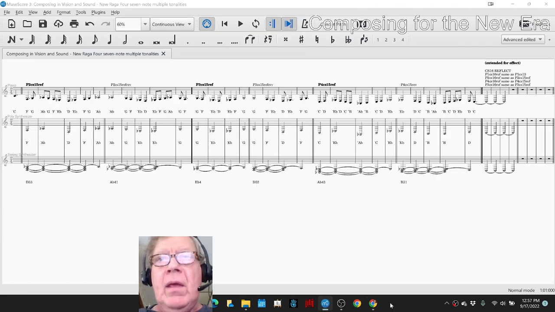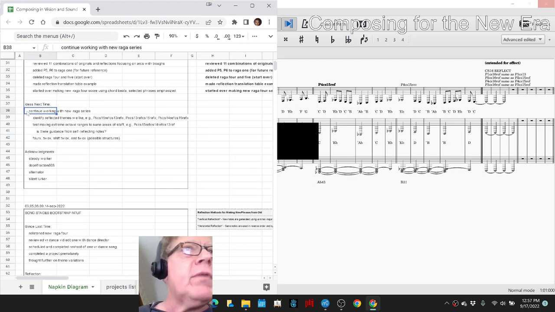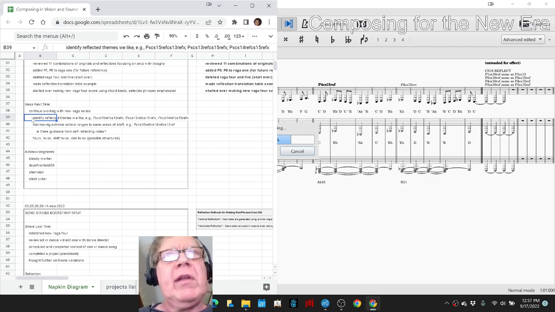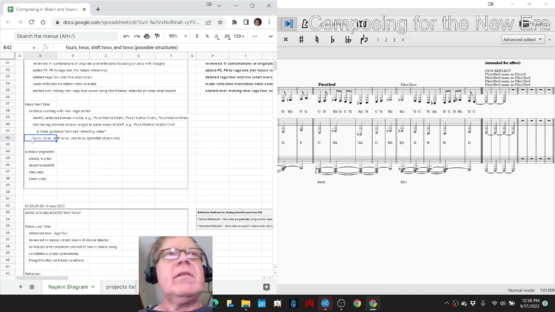There we go. And our ideas for next time are to keep working with the new raga series. Identify some more reflected themes we like. You just heard the 13, 14, 15, but as we know, there are 13, 14s, 14, 15s, 15, 13s. We did already move some of the extreme octave ranges, and we're starting to think about some structure thingies to do.